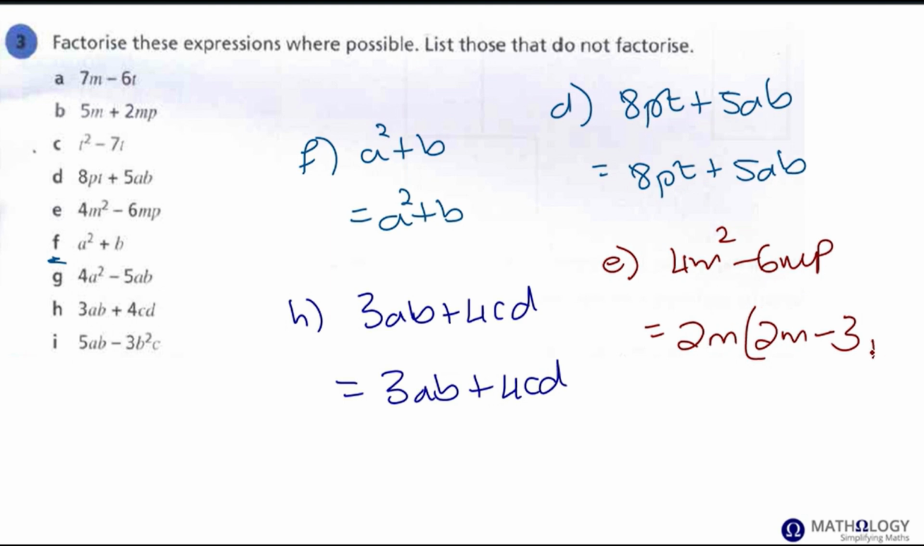We have two terms in the factorized brackets. We started off with two terms. 2m times 2m gives us 4m squared, and 2m times minus 3p gives us minus 6mp.